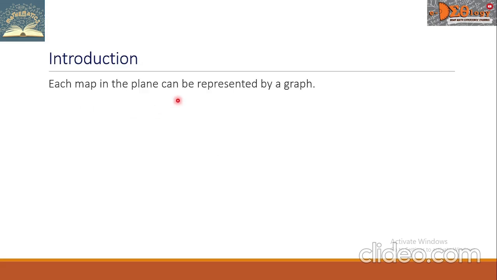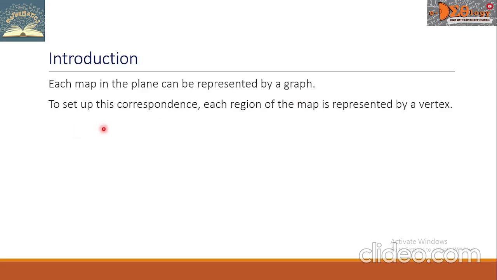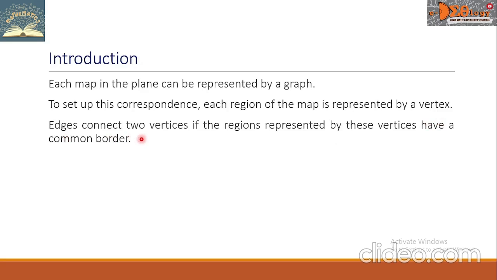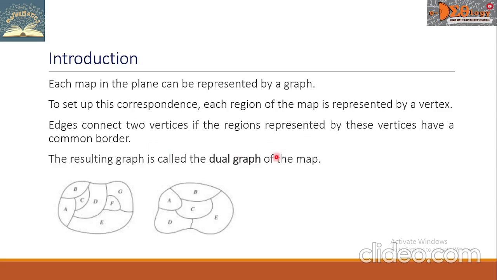Each map in the plane can be represented by a graph. To set up this correspondence, each region of the map is represented by a vertex. Edges connect two vertices if the regions represented by these vertices have a common border. The resulting graph is called the dual graph of the map. A while ago, we have the two maps, and then the corresponding dual graphs are here.